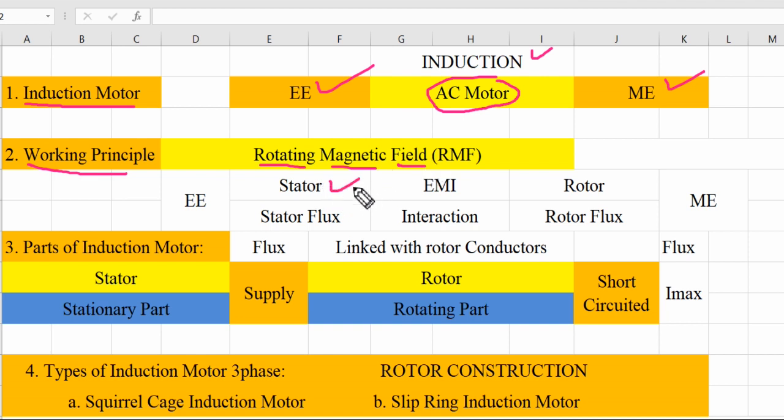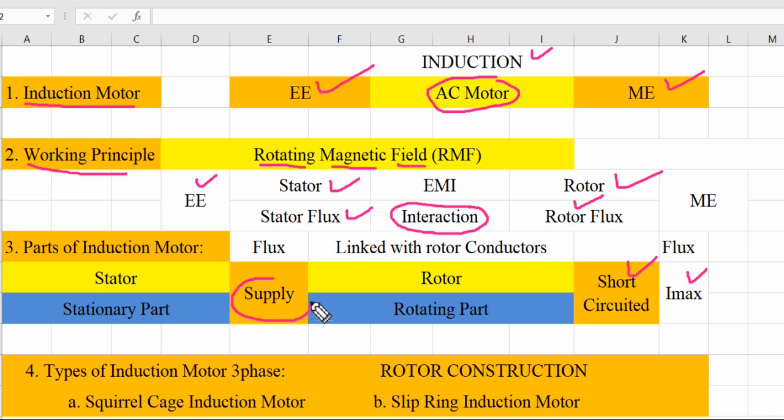There is a stationary part called the stator, and a rotating part called the rotor. Whenever electrical energy is given to the stator conductor, it produces the stator flux. The stator flux is alternating in nature and links with the rotor. Because of the short circuited conductors, current flows, and because of that current a rotor flux is produced. The interaction between the stator flux and the rotor flux causes mechanical energy.